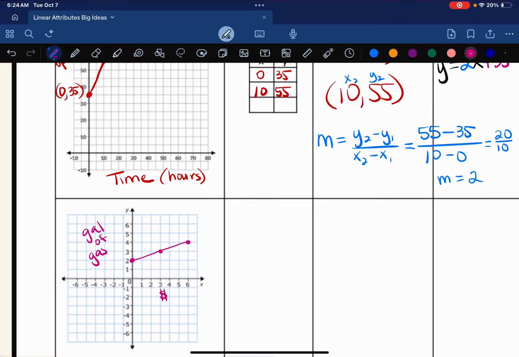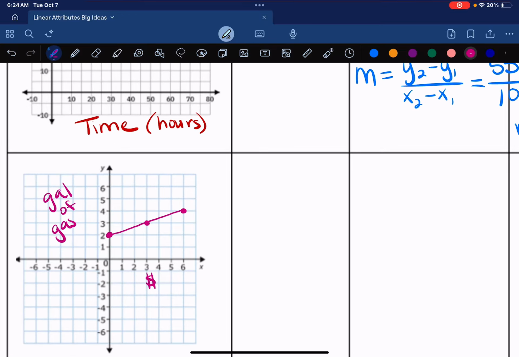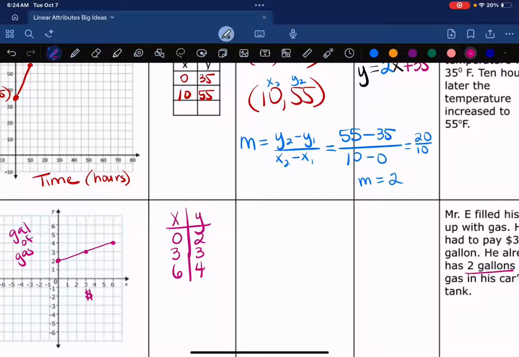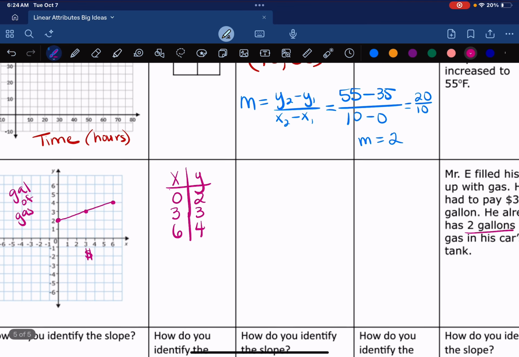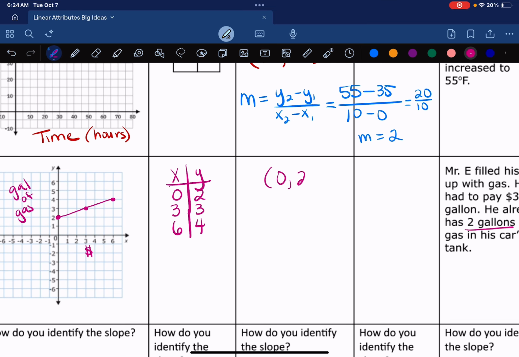Okay, so we could make a table of values using the points that we just found. So here's x and here's y. Remember our initial value, when he spends $0, he's got 2 gallons of gas. $3 is 3 gallons of gas. $6 is 4 gallons of gas. Okay? In this case, if you want to list your points out, you definitely can. These are all ordered pairs, (0, 2), (3, 3), (6, 4).